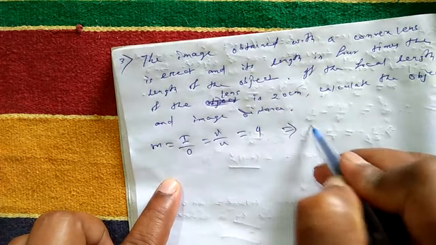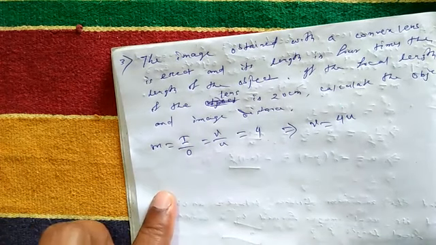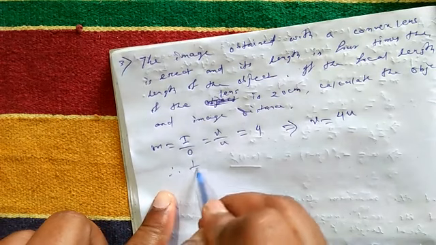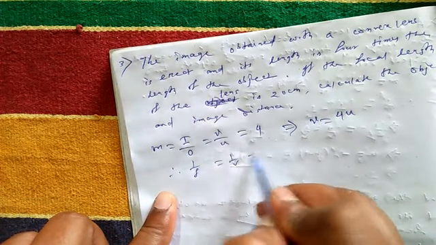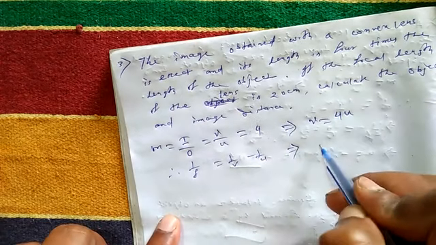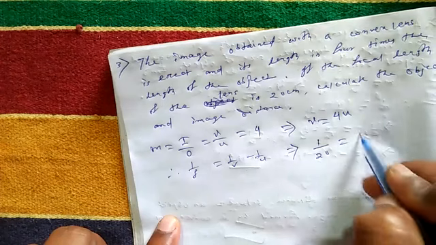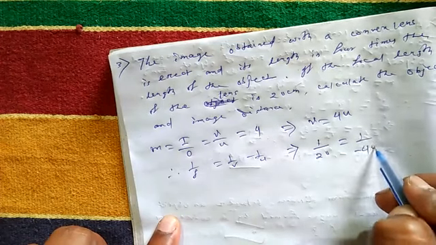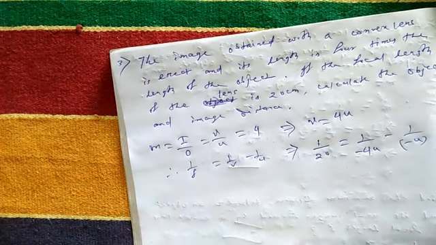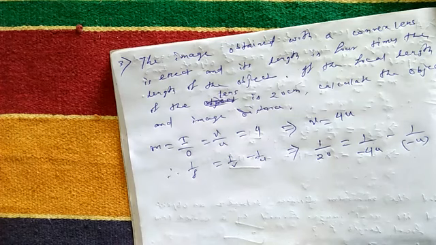So you get V is equal to 4U. Now apply the lens equation. 1 by F is equal to 1 by V minus 1 by U, which implies 1 by 20 is equal to 1 by minus 4U minus 1 by minus U. So here it is a virtual image, where both are negative. Object distance is negative, image distance is negative.